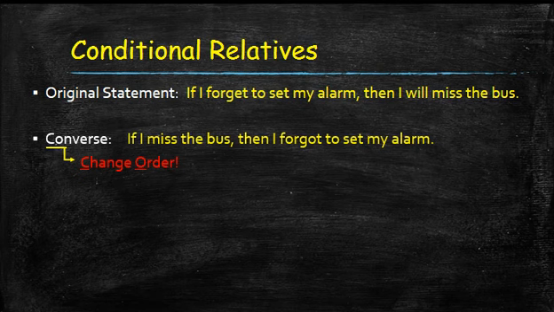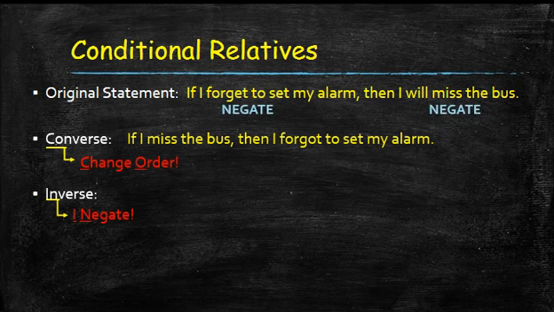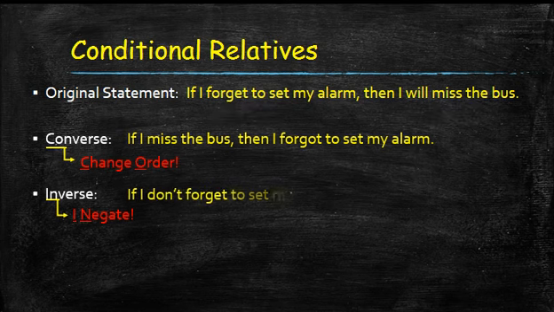Next, let's look at the inverse. The first two letters, IN, stand for I negate. This means we're taking the opposite of each part of our original statement. Now, remember, we're still working with our original statement, not the one that's written immediately above this. We're not looking at converse. So, looking at our original statement, I forgot to set my alarm becomes I don't forget to set my alarm, and I will miss the bus becomes I will not miss the bus. So our inverse statement is, if I don't forget to set my alarm, then I will not miss the bus.